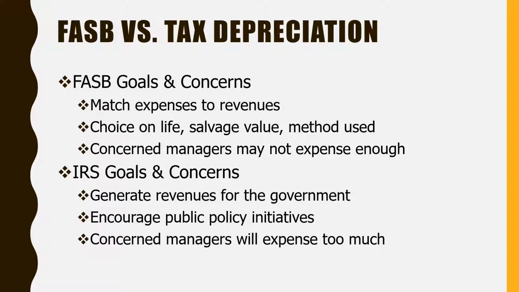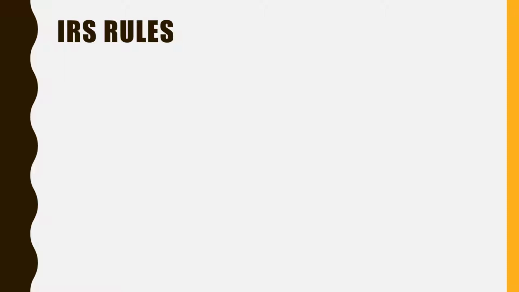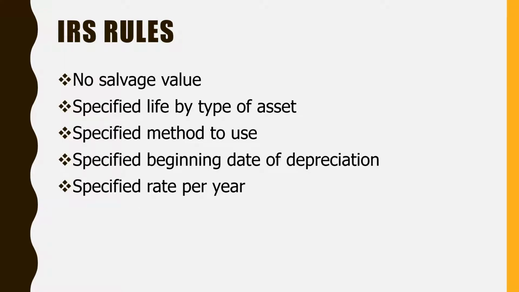The IRS's major concern is that managers might expense too much because that will save taxes, and managers tend to like to reduce their taxes. So you can see FASB's concerns about managers' incentives and the IRS's are in direct opposites. Because of this, the IRS has specific rules on how to compute your depreciation so managers don't play games. First of all, there's no salvage value on assets when computing tax depreciation.